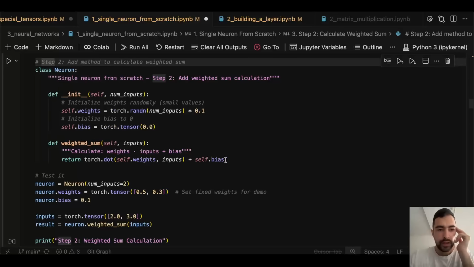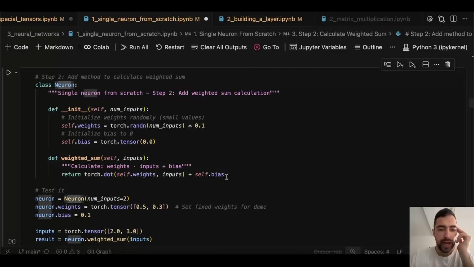Then to our neuron class, we want to add this weighted sum function. It will take inputs, the numbers. This is different from number of inputs. These are the actual input numbers. And this will do a dot product between weights and inputs. Now this is also matrix multiplication. It says dot, it's a bit confusingly named, but this is matrix multiplication between weights and inputs, and then add bias at the end.